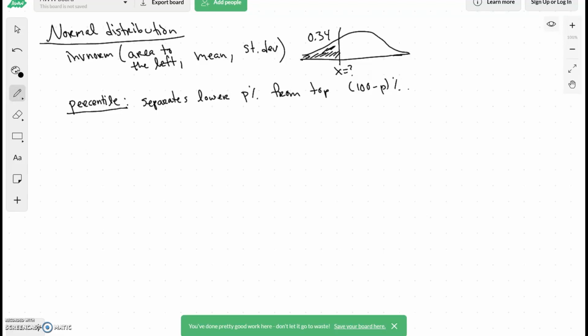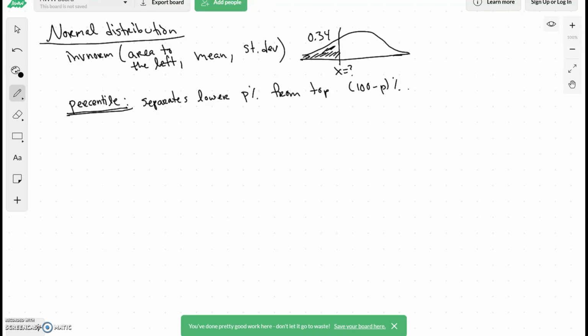Okay, so in the previous video, what we found was that we wanted to find the probability of a particular event occurring given a value. Now what I'm going to give you is the probability, and you have to find the value. That value is what we call a percentile, right? The percentile basically separates the lower p% from the top 100 minus p%.